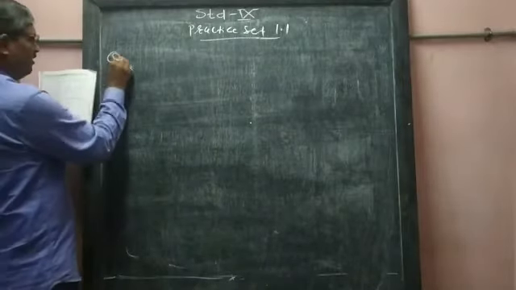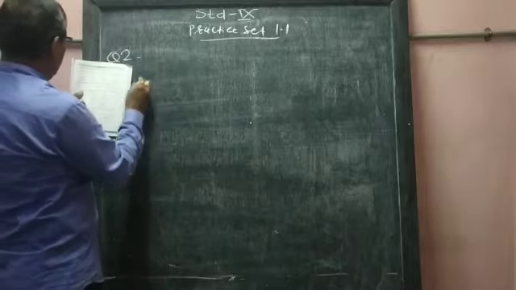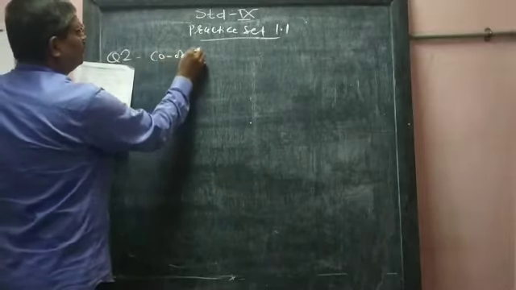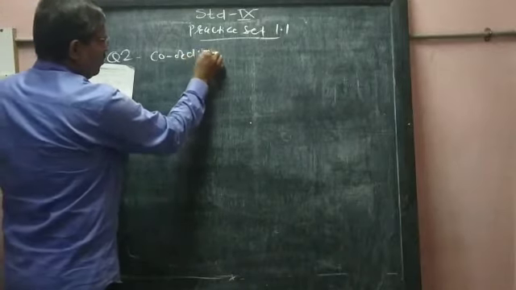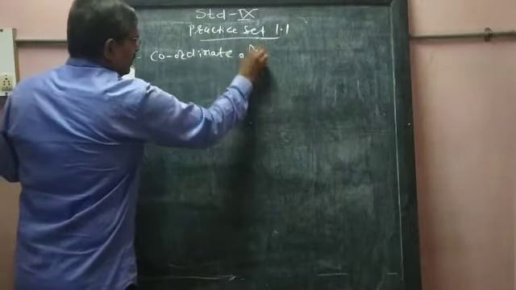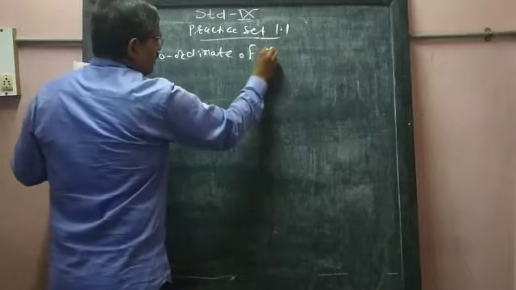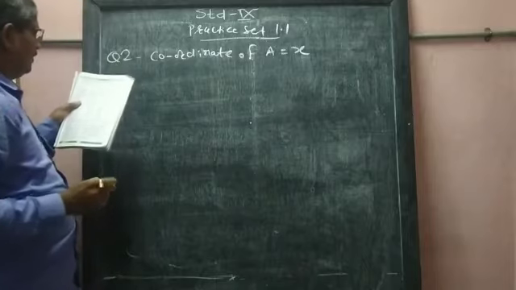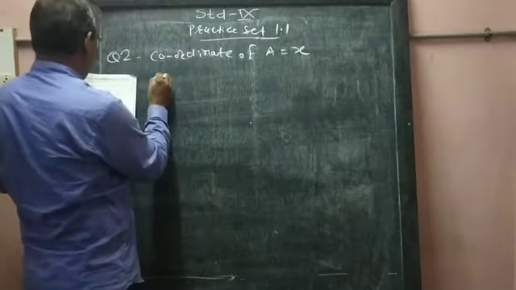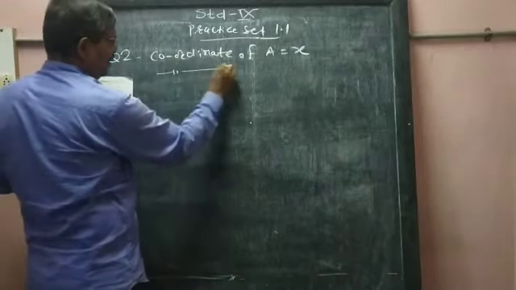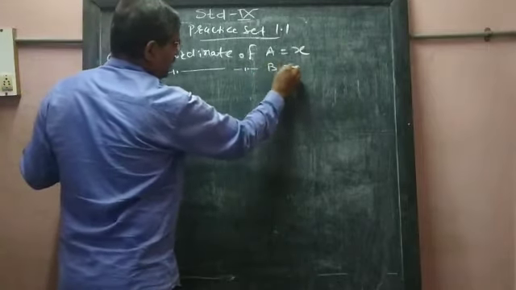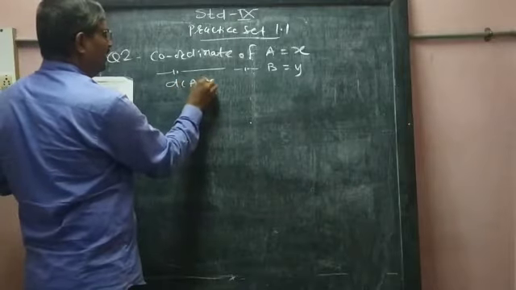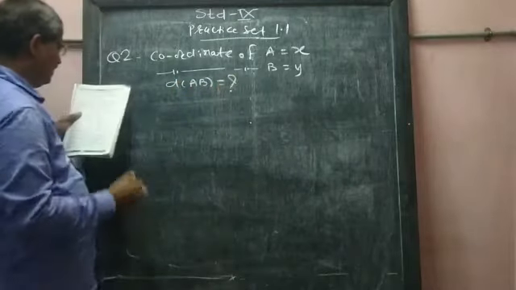Now we will enter into question number 2. What is given is that the coordinate of A is x, and the coordinate of B is y, and you should find the distance AB.